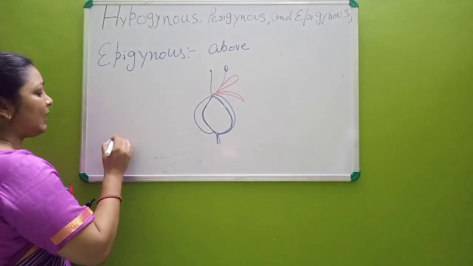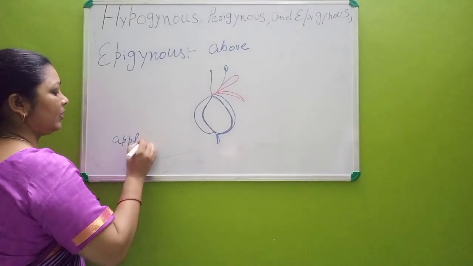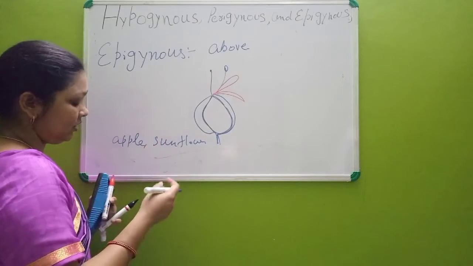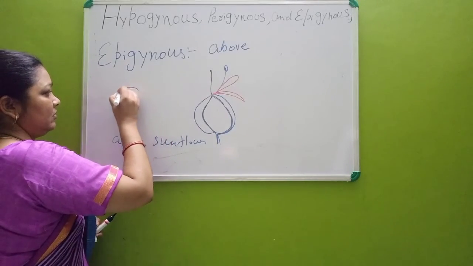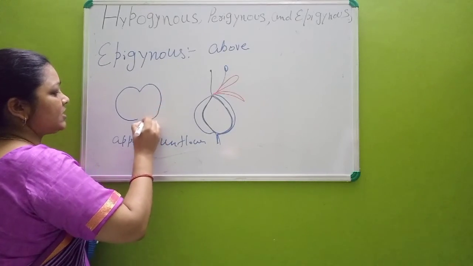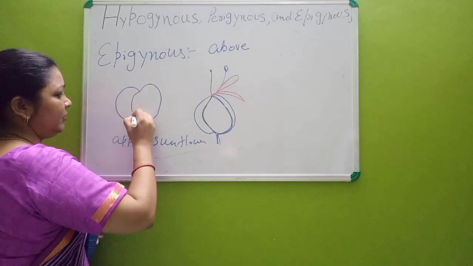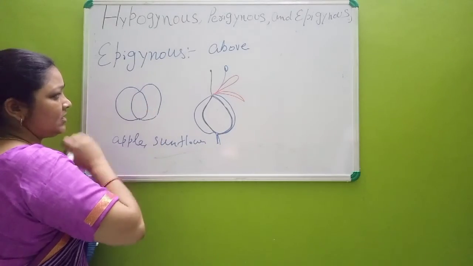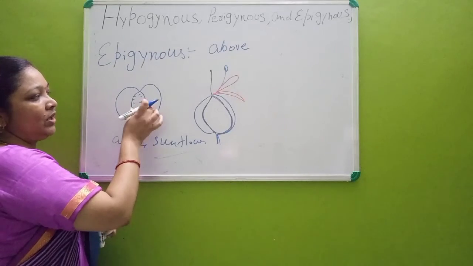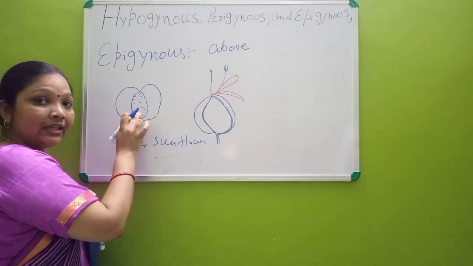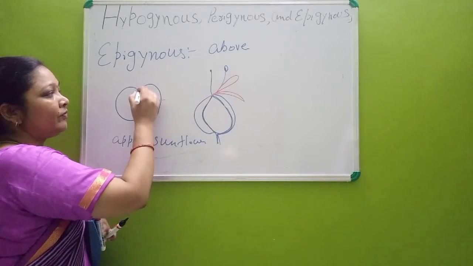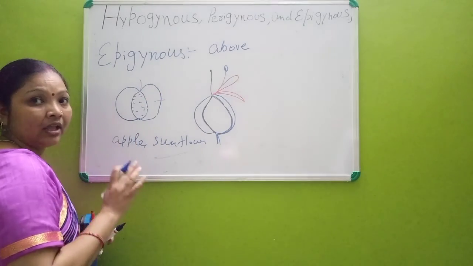An example is apple, sunflower. Now you may have seen the apple when we cut it. It is something like this, and in between there is this structure, in which there is a seed. So this is the ovary that contains the seed, and this is the thalamus, the edible part of the apple, that is the thalamus that we eat.